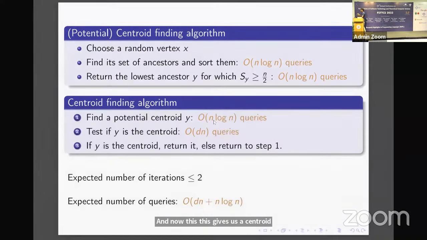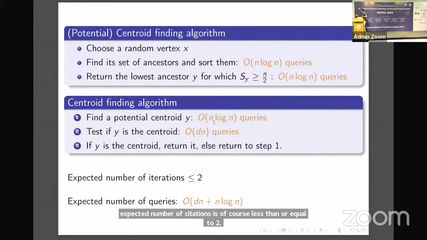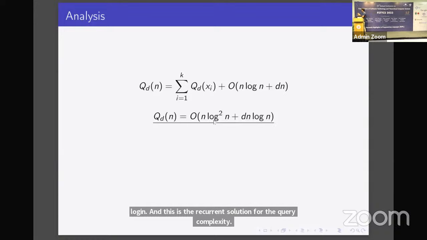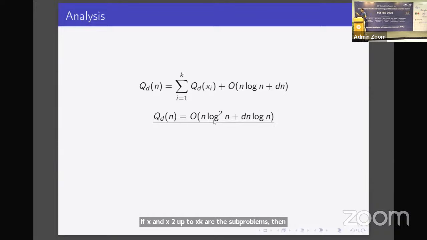So what we'll do is repeat it until we get a centroid. We'll find a potential centroid, and we'll test if it is a centroid. Testing whether a node y is a centroid can be done easily by finding all the subtrees of the children and seeing if at least one of those exceeds n by 2 in size. So testing if a node is a centroid takes order d queries. If it is the centroid, we can return it. Otherwise, we go back to step one, choose another random vertex, and do everything again. The expected number of iterations is, of course, less than or equal to 2, and the expected number of queries is order dn plus n log n. And this is the recurrence relation for the query complexity. If x1, x2 up to xk are the subproblems, then Q of n is the sum of Q of xi plus order n log n plus dn, which is the time required to find the centroid.